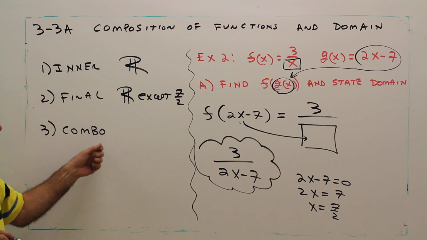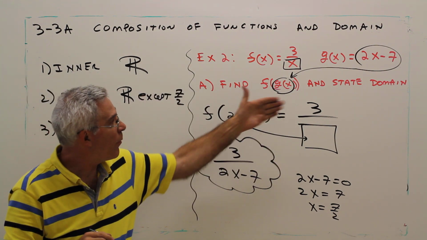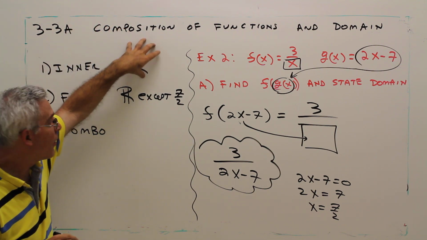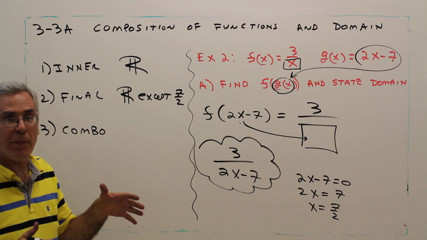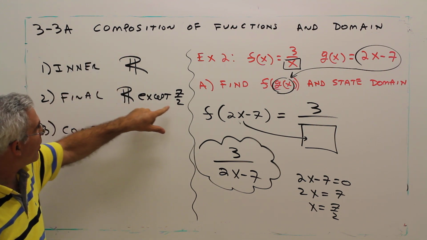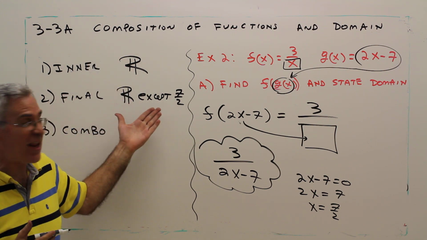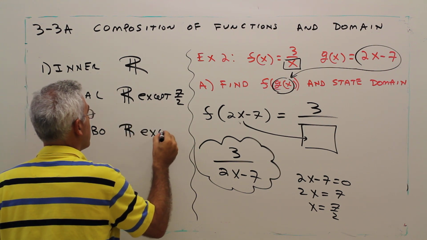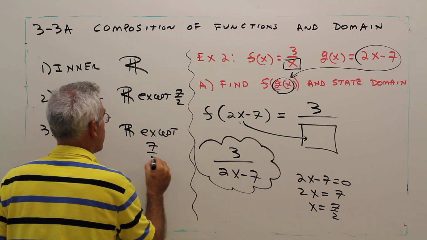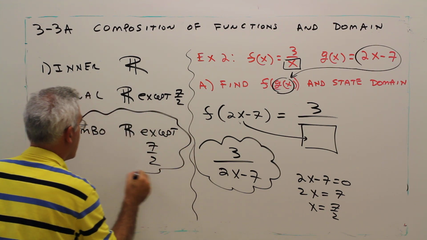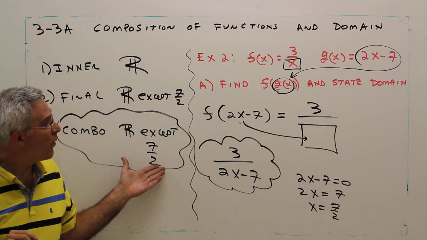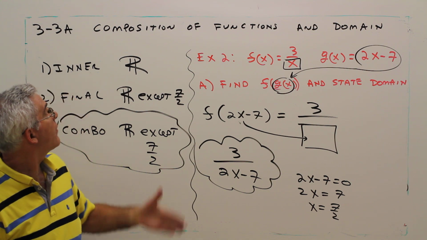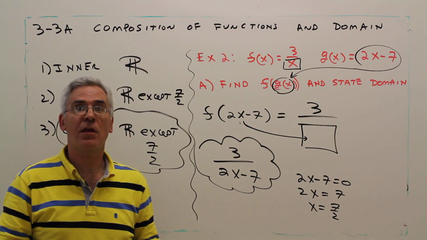And then the combo is really going to be the answer to the domain question. What I would do is combine all the bad values from the inner and all the bad values from the final. This could be anything real except 7 halves. And that is the domain of my composition. So this is how to find composition of functions and their domain.